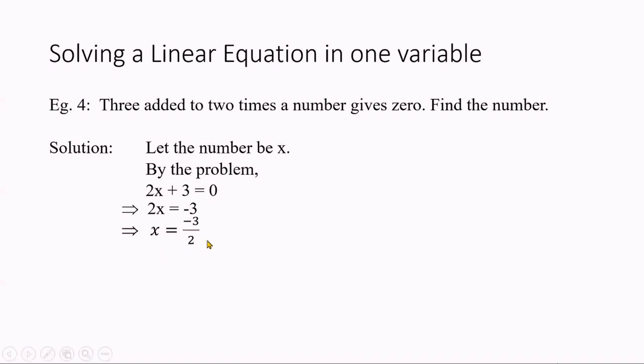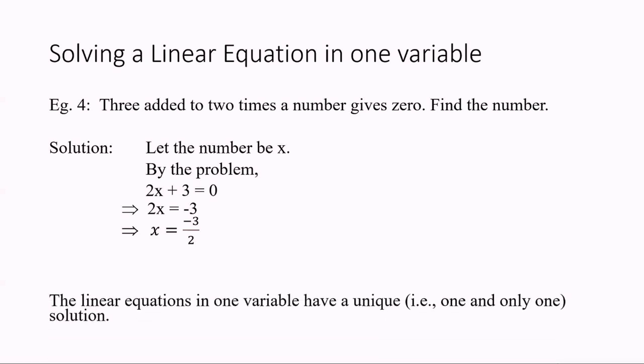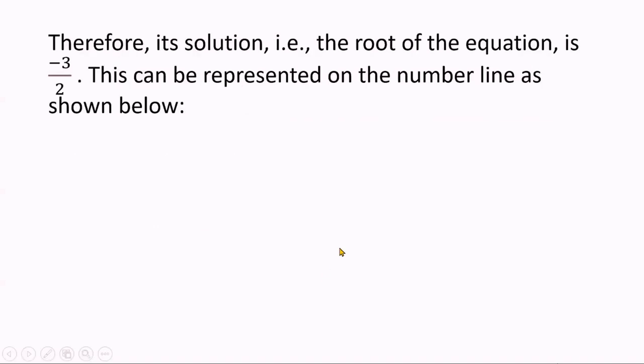x has only one value. So that means we have a unique solution to this equation. The linear equation in one variable has a unique solution, that is one and only one solution. Therefore, its solution, which is also called the root of the equation, is minus 3 by 2.